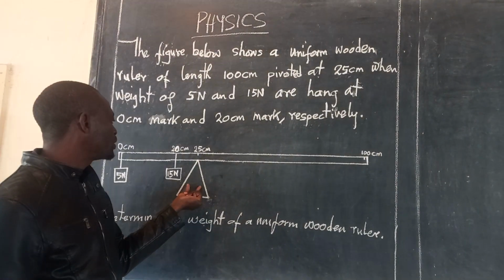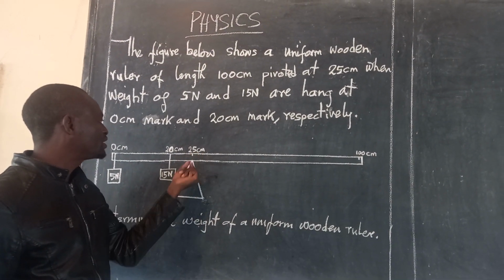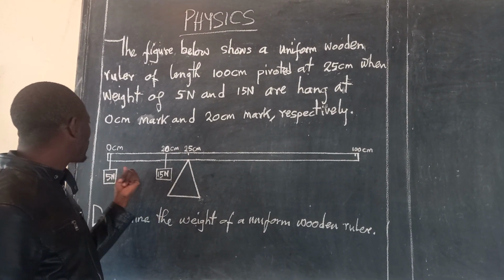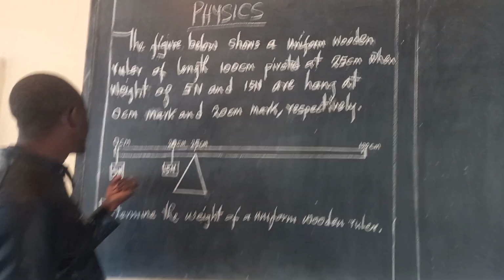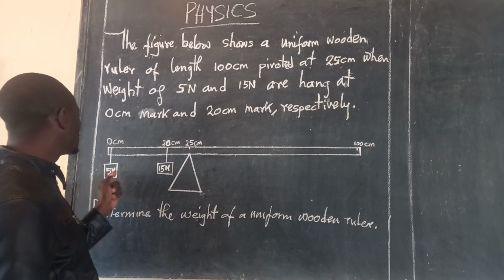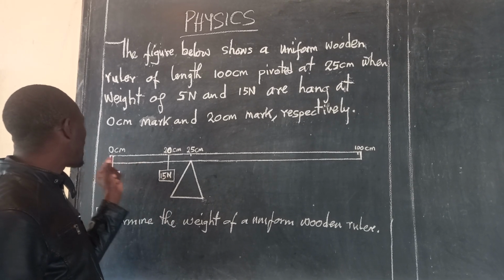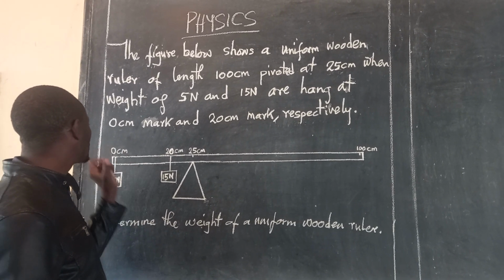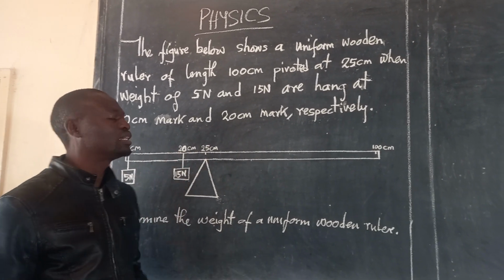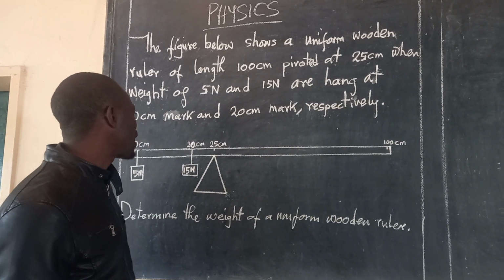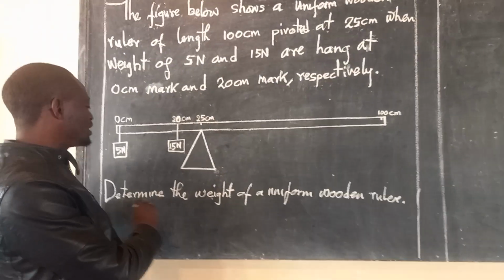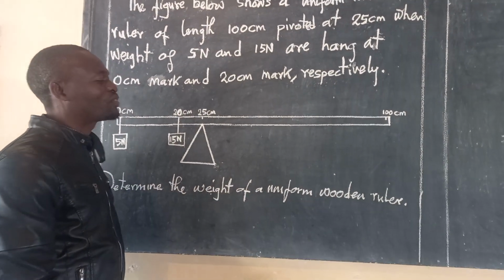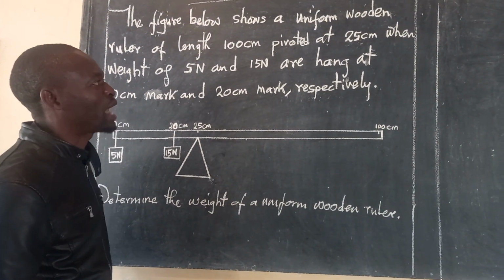So we have the pivot, which is placed at the 25 centimeters mark and is balancing when the two weights, the 5 newtons and the 15 newtons, hang at the 0 centimeters mark and at the 20 centimeters mark respectively. The question is, determine the weight of the uniform wooden ruler.